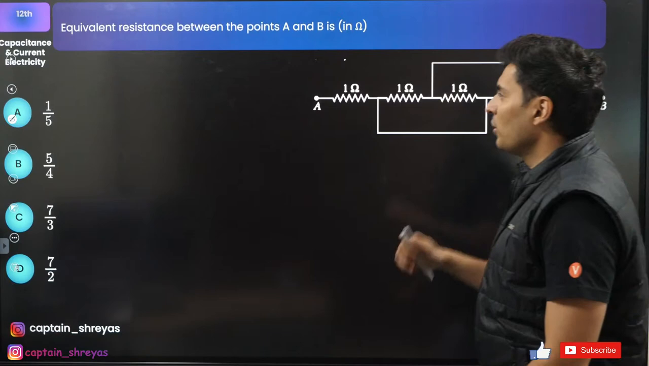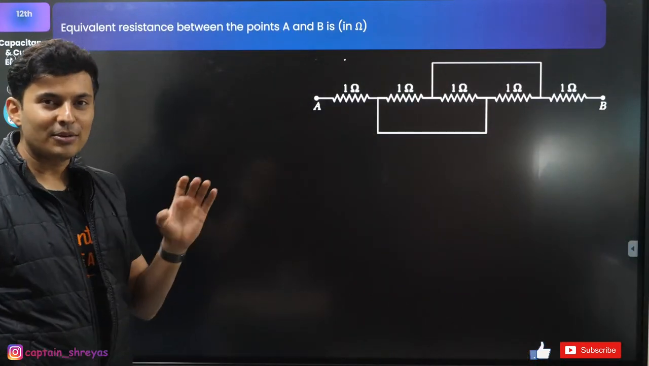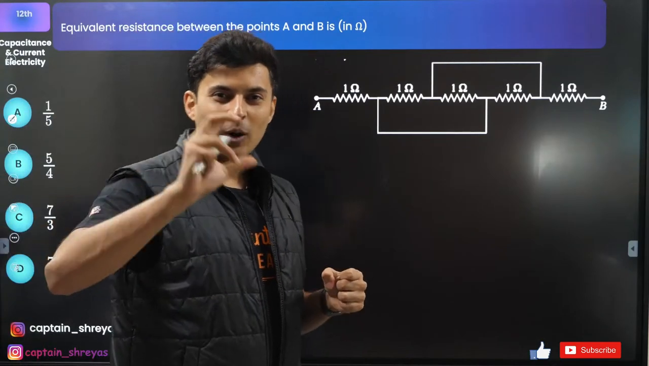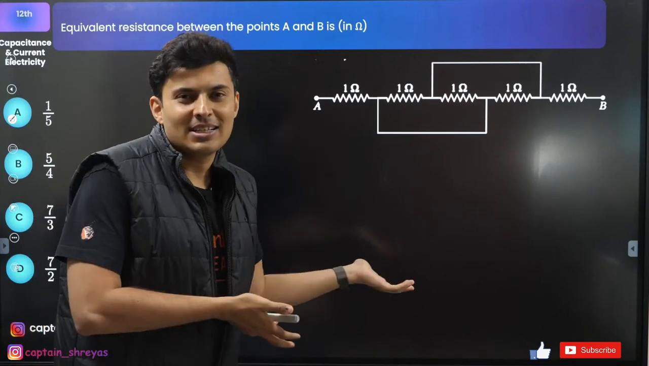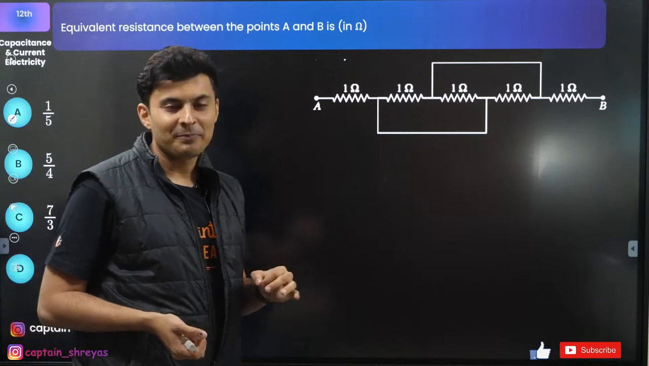Next question. Wow, beautiful question. This is, I think, a disguised form. It is looking complex, but actually it is disguised. If you uncover the disguise and see what it truly is, you will say, oh my god, it is such a simple circuit. So what is the equivalent resistance between point A and B?